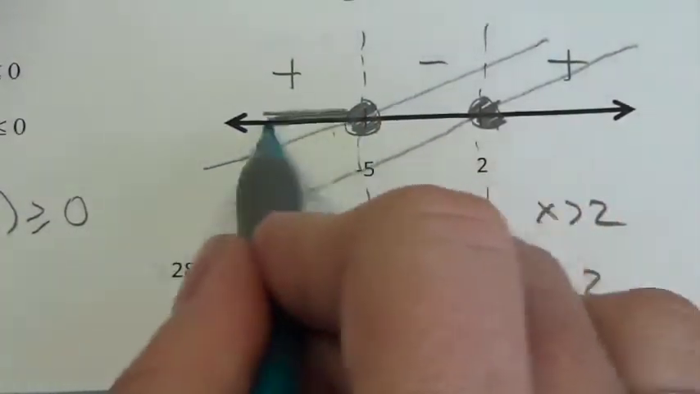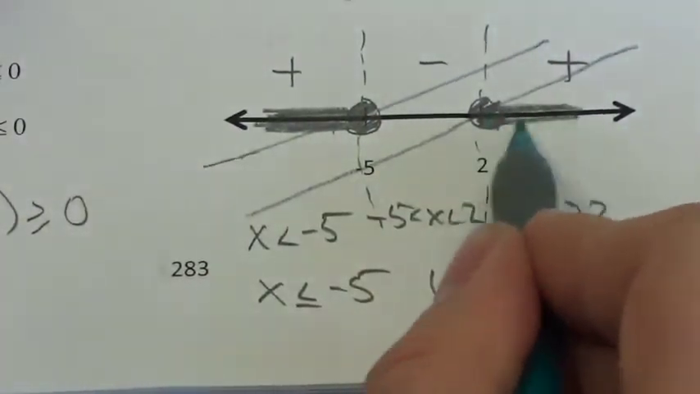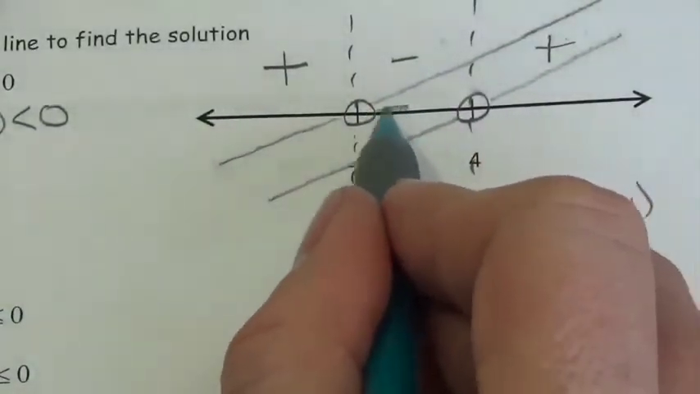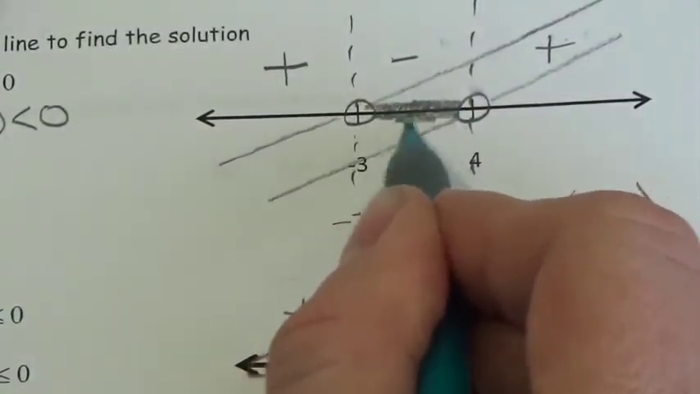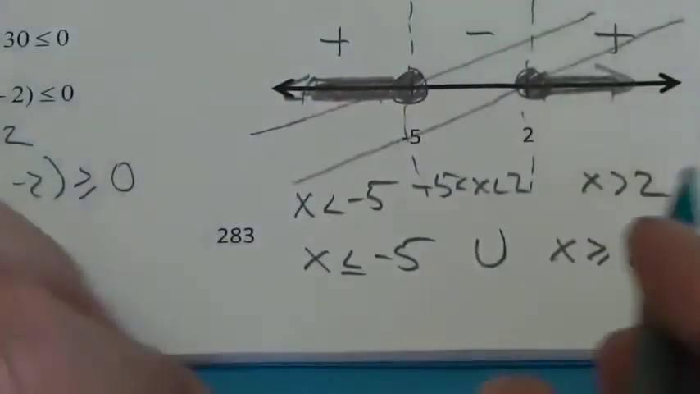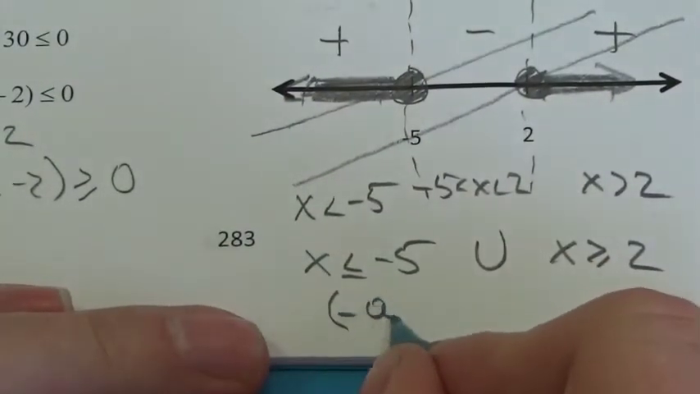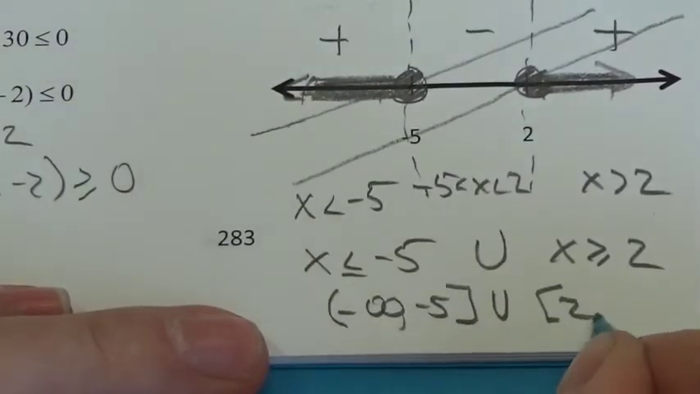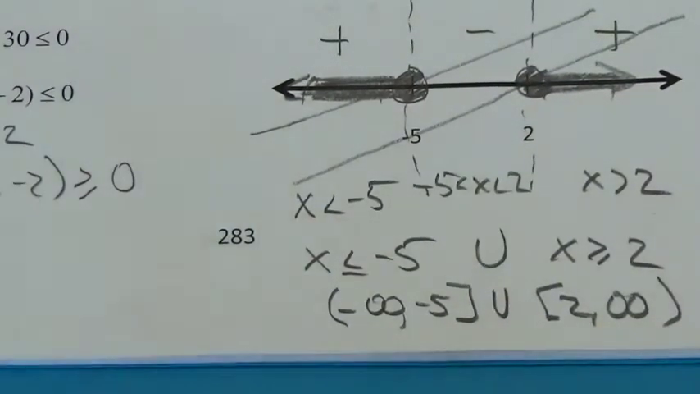If I want to shade that on the number line, it looks something like this. Oh, I should have shaded that first question. Sorry, I'll go back and do that right now. If I want to do this in interval notation, that's going to be negative infinity to negative 5, square bracket, union, square bracket 2, out to infinity.